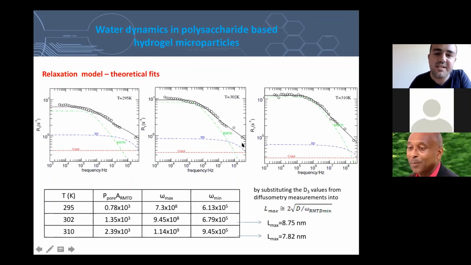And so in this case, one can say that these fits also give some structural information about the gels that we have studied. Of course, one can run this the other way around: one can introduce the pore size as a fixed parameter, look at how the diffusion coefficients change, and compare them with the values obtained from diffusometry experiments.